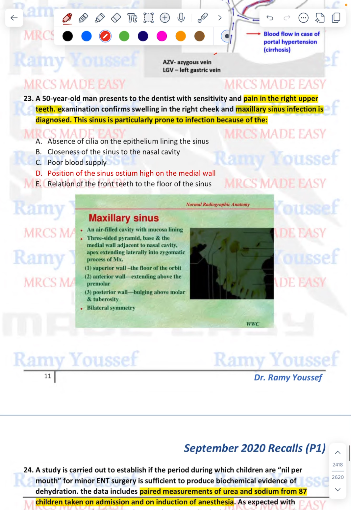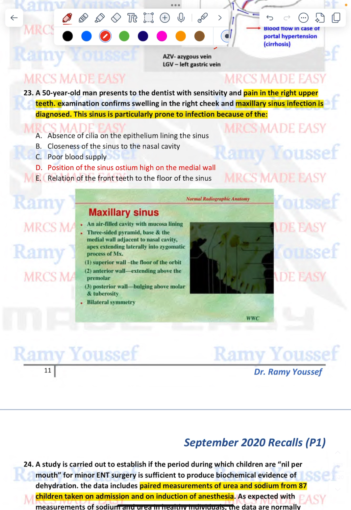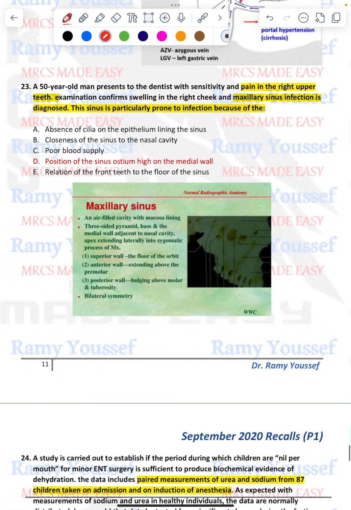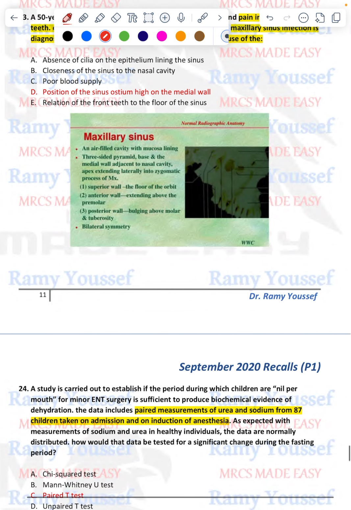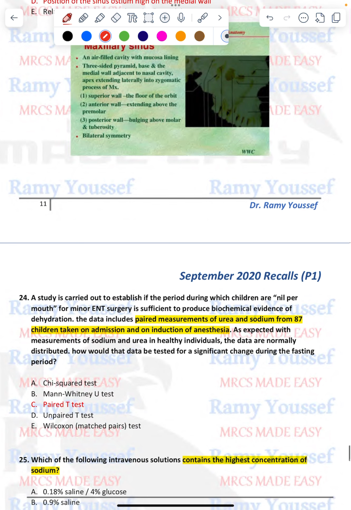Studies carried out established that the period during which children are nil per mouth is sufficient to produce biochemical changes. The data includes paired measurement of urea and sodium from the children at admission and at the induction of anesthesia. The data is normally distributed. This is the paired t-test, as the same data has to be measured.